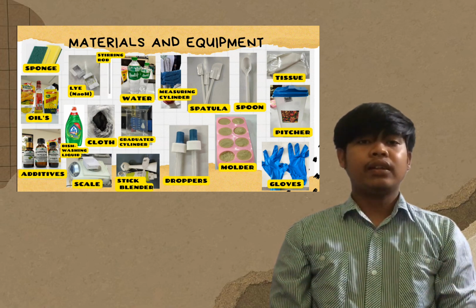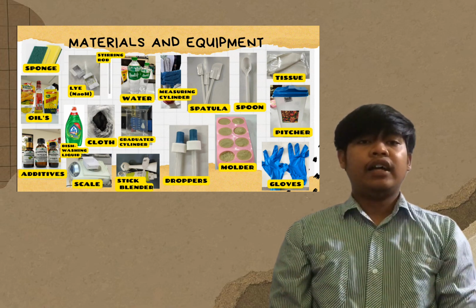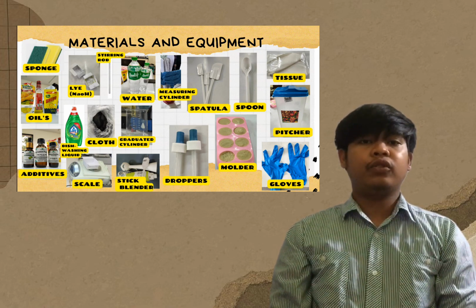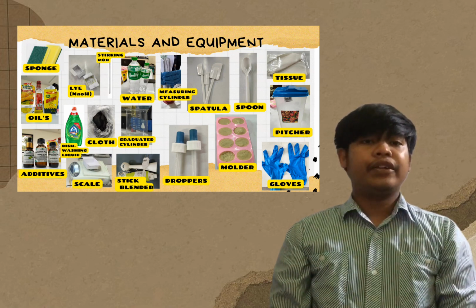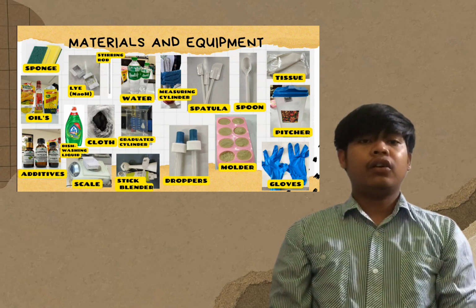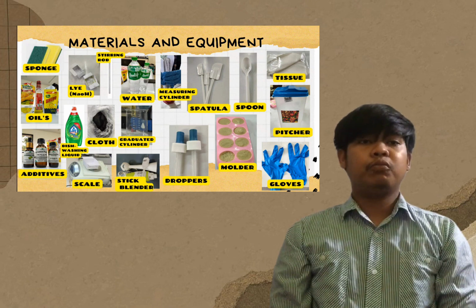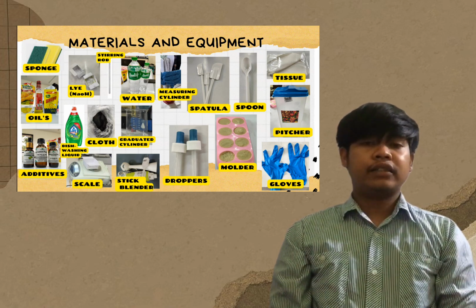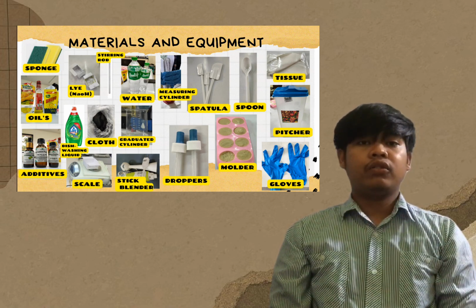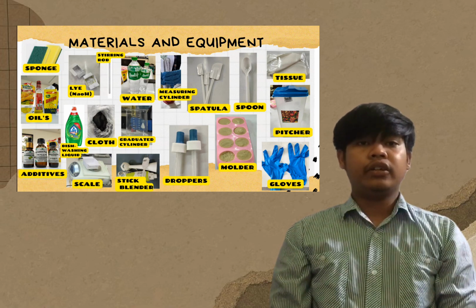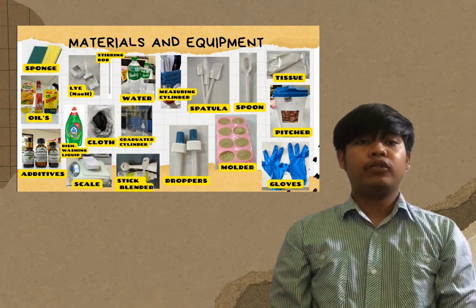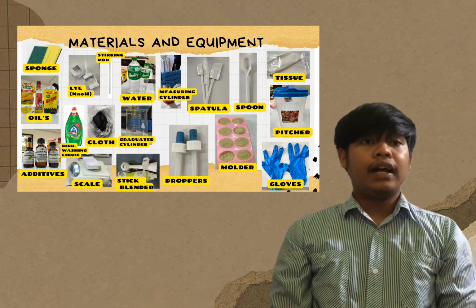The next is the spatula. A plastic spatula is great for gentle stirring, like adding fragrances and swirling colorants. It also helps to get all of the soap mixture out of the bowl and smooth it into molds. The next material is the graduated cylinder, also called a measuring cylinder. It is used to measure volumes of liquid used for soap making, such as water and oils.